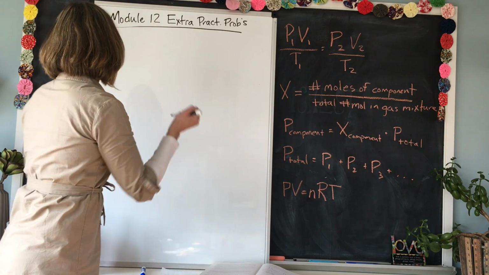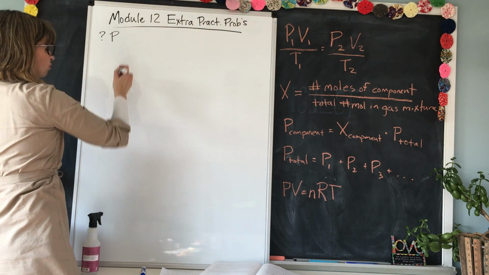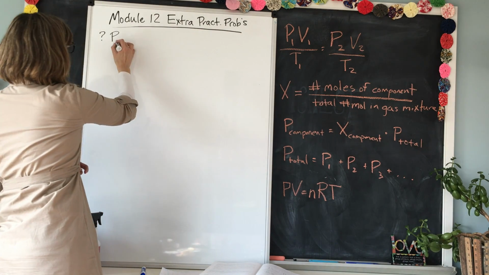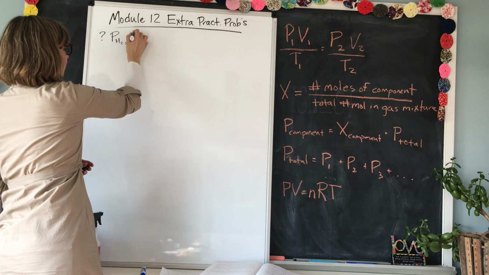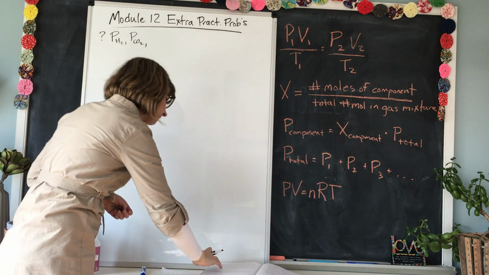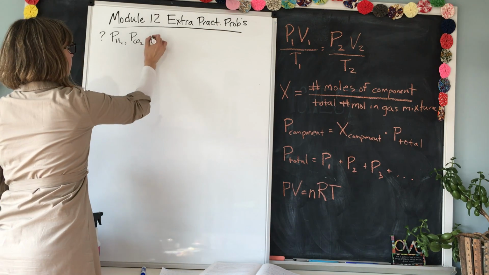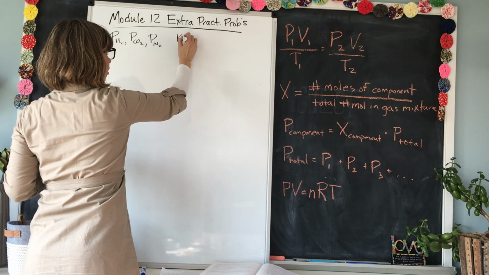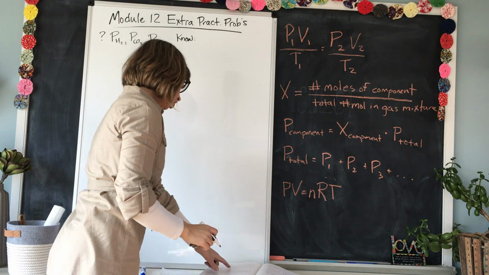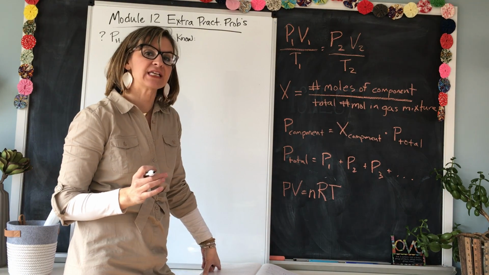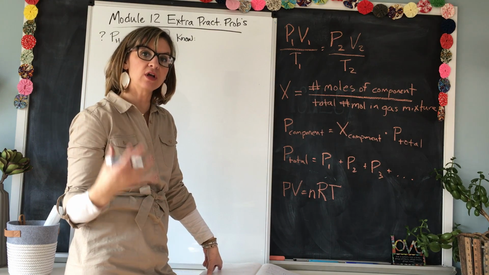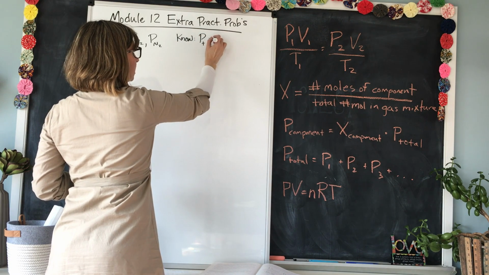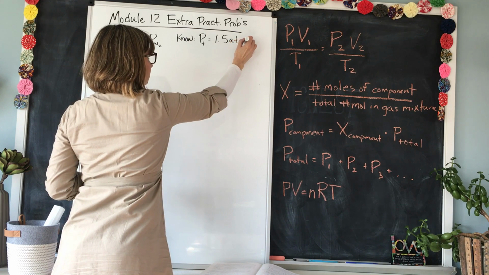All right, let's set this up again. So what are we looking for? We are looking for the partial pressure of each gas in the mixture. So we've got P of H2, we are looking for P of CO2, and P of N2. We have to find all those partial pressures. What do we know? We are told that the mixture of gases has a pressure of 1.5 atmospheres. That means that the total pressure of all those gases together, so P with the T down here for total, equals 1.5 atmospheres.